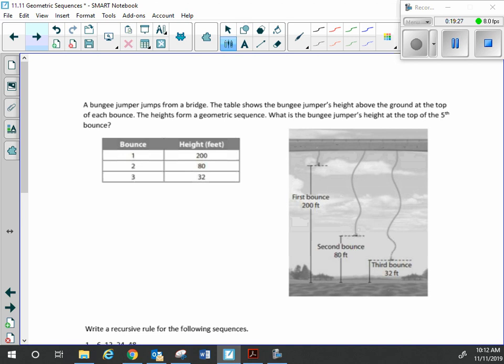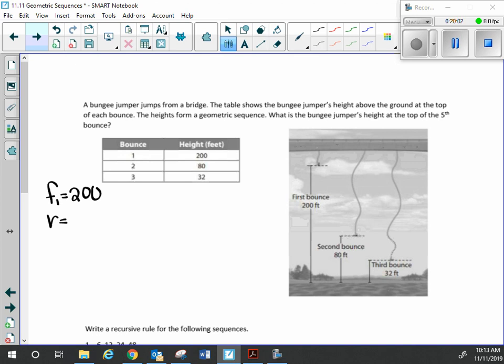Now, I'm well aware that I could just continue my table and I would get my answer. But let's use these formulas that we just spent time writing. If you want to plug in any number you want, which one's more efficient for us to use, explicit or recursive? Explicit. So our explicit rule requires us to have the first term. Do we have it? Yeah. Okay. So what's my first term? 200. It also requires us to have the common ratio.